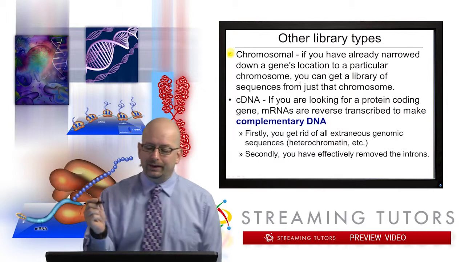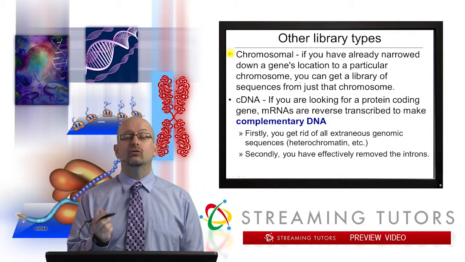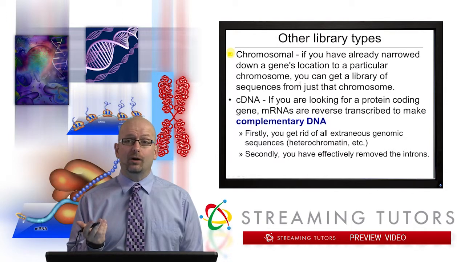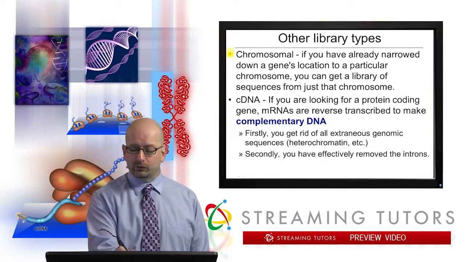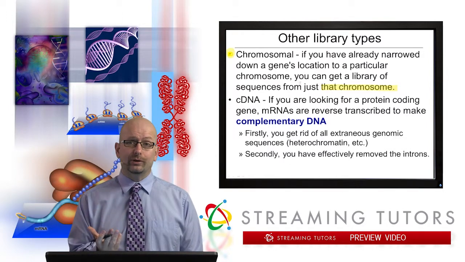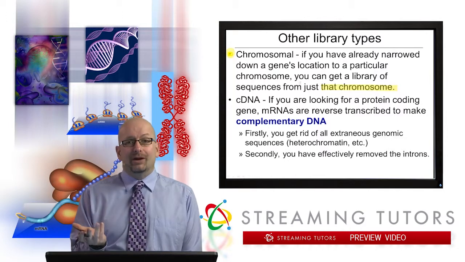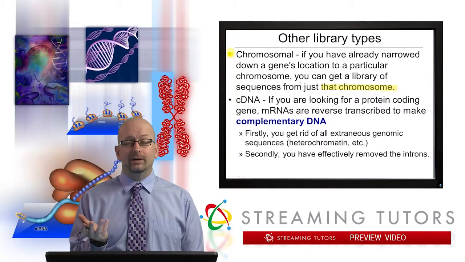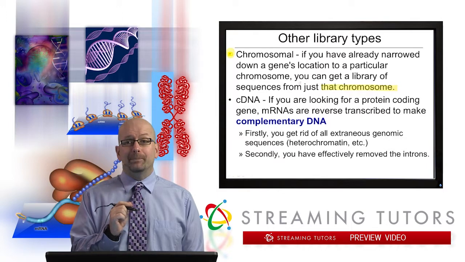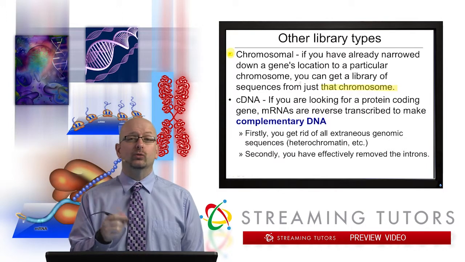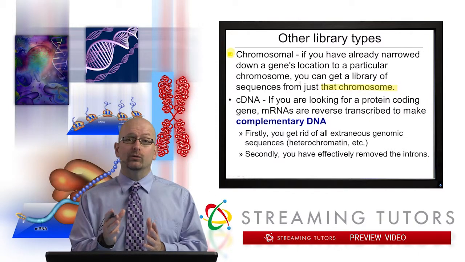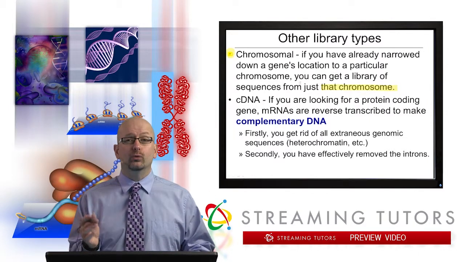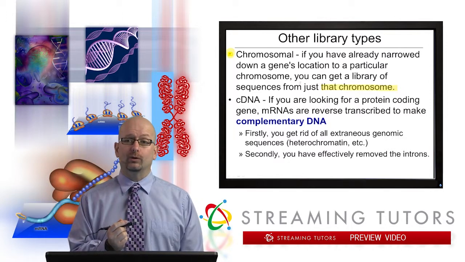If you've already narrowed down a gene's location to a particular chromosome, and you can do that by more traditional mapping techniques, or there are a variety of ways, what you can do is just get a library of sequences from that chromosome. In humans obviously there are 23 different chromosomes. Say you knew that your gene of interest was on chromosome 7. If you get a library just of all the material in chromosome 7, you don't have to parse through all of the information on the other chromosomes.